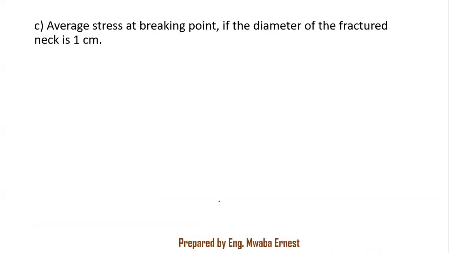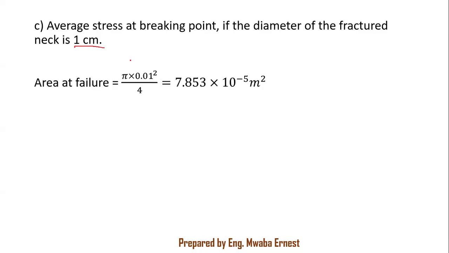Part C, what about the average stress at breaking point? The first thing we look at is that when this material is about to fracture, the diameter has reduced to 1 centimeter. So let's find then the area corresponding to this. Since it's 1 centimeter, if you divide the 1 by 100, you get 0.01. So pi times 0.01 squared over 4, you have 7.853 by 10 power negative 5. That is our area at failure.